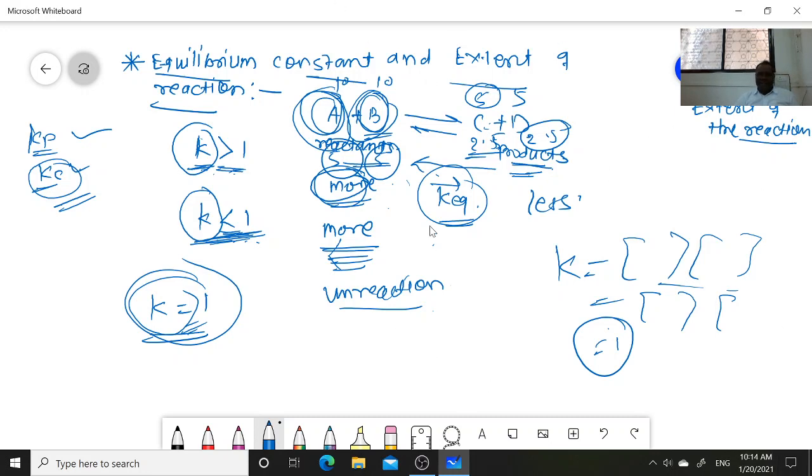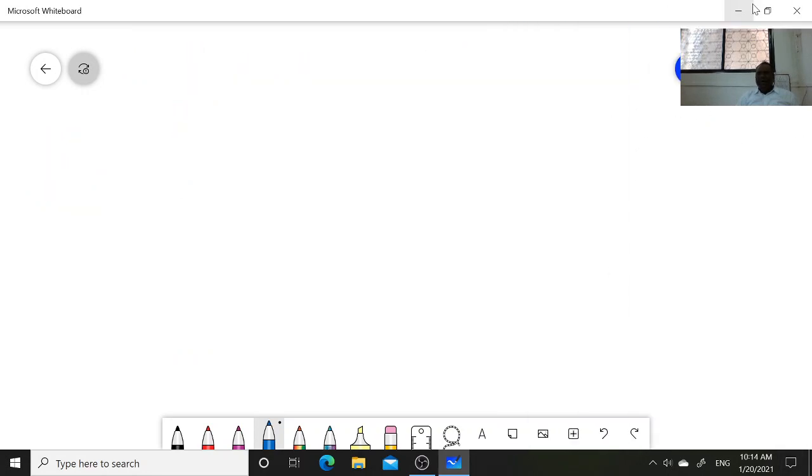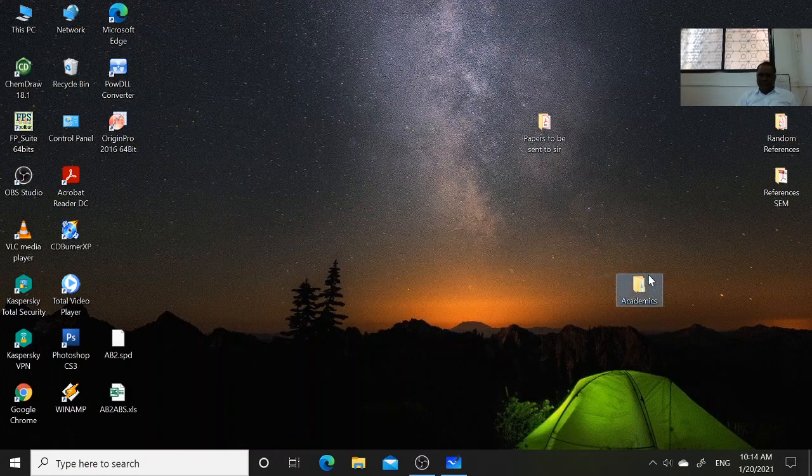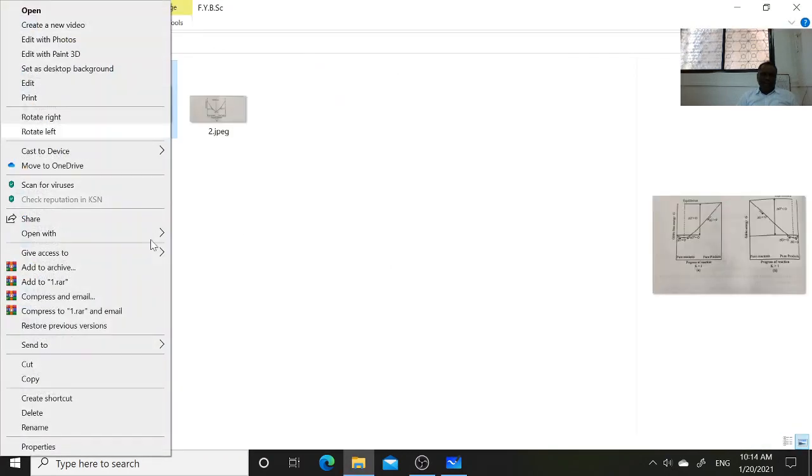That can be expressed graphically. I will show you the graphical representation of these values of K.